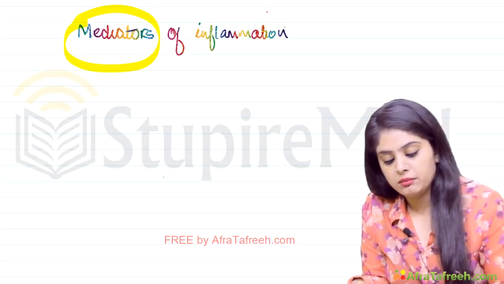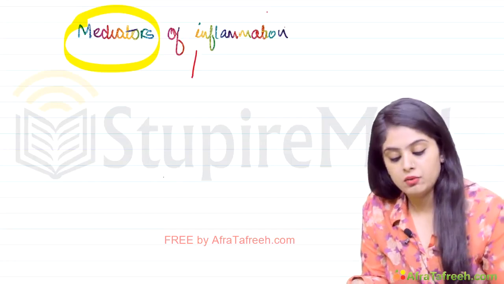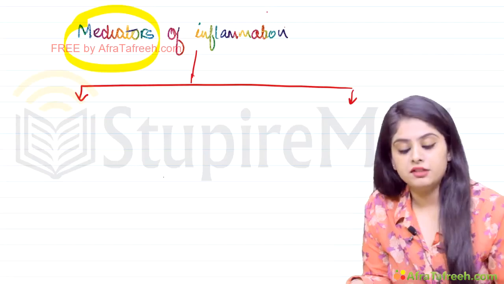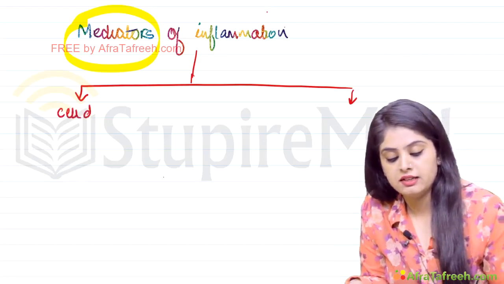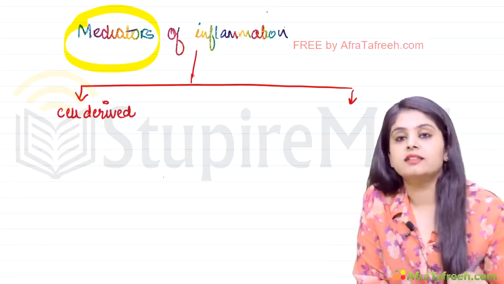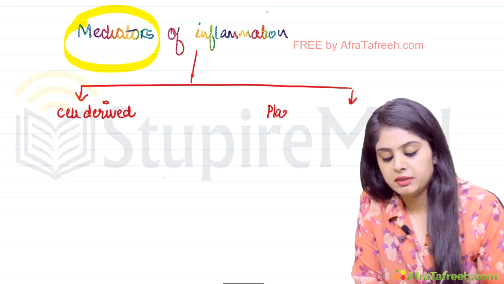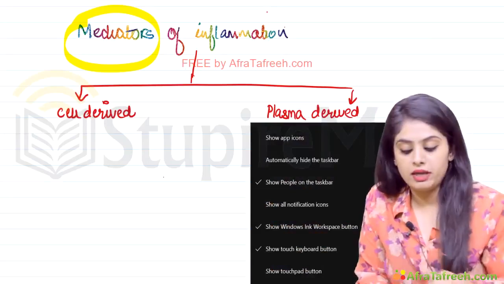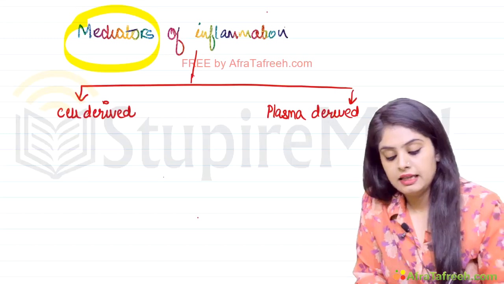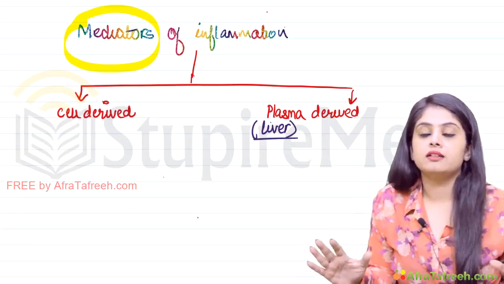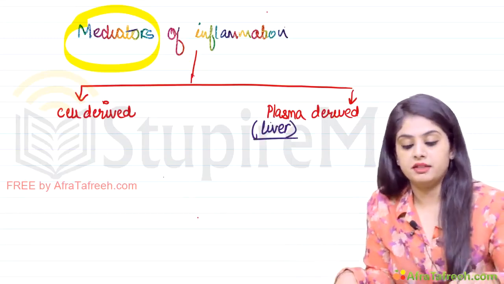Now, when we are talking about mediators of inflammation, I am going to divide them primarily into two groups. The first group is going to be the cell-derived mediators. And the second group is going to be the plasma-derived mediators, meaning the mediators that are circulating in the plasma. But where are they actually coming from? They are coming from the liver. So we have two categories, cell-derived and plasma-derived.